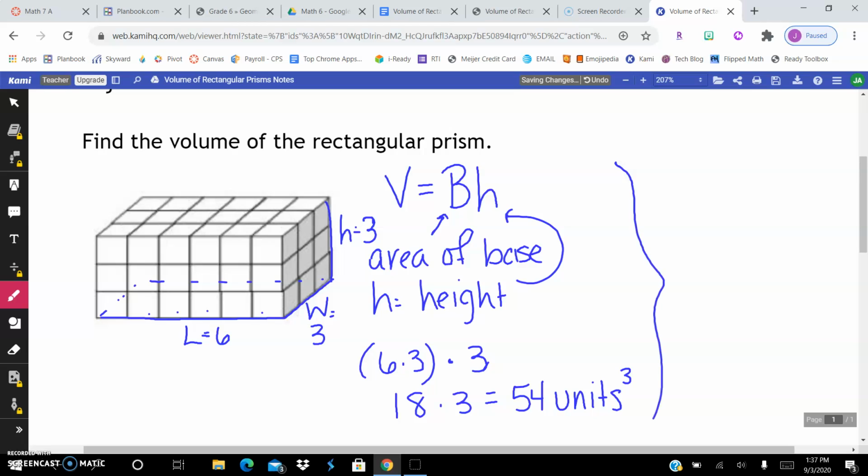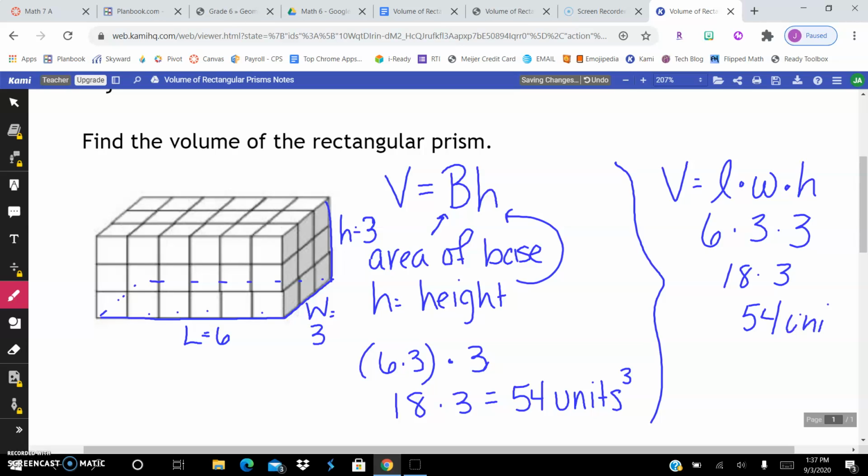Okay? And the other formula that I'm talking about is basically the same thing. It's just length times width times height. So 6 times 3 times 3. And we would get 18 times 3, we would get 54. Just same thing, looks a little bit different. So I don't care which formula you choose to use because they both end in the same result. Just please make sure that you label using the correct units.